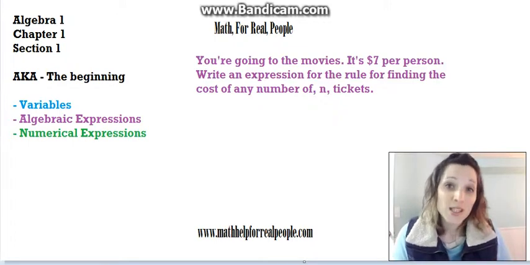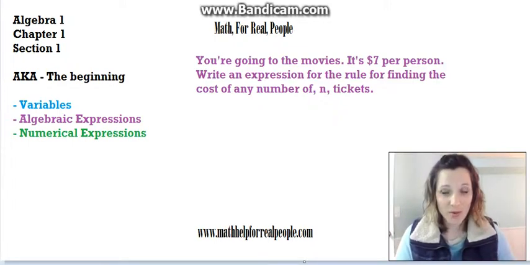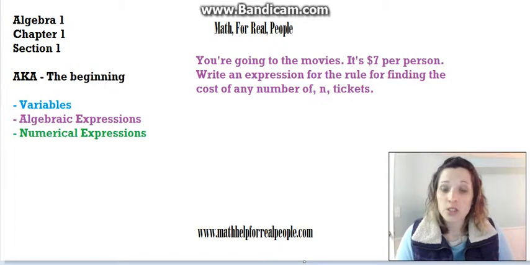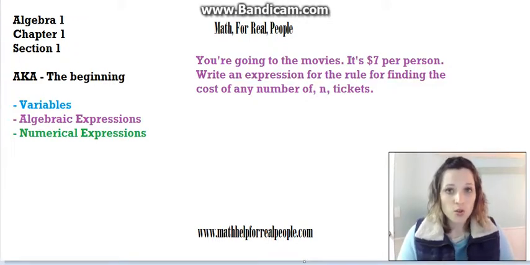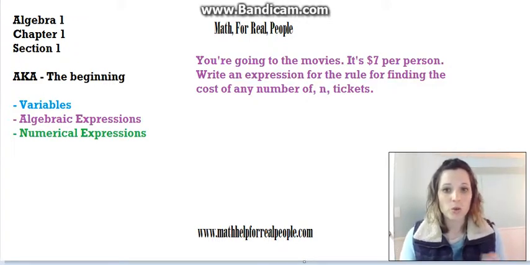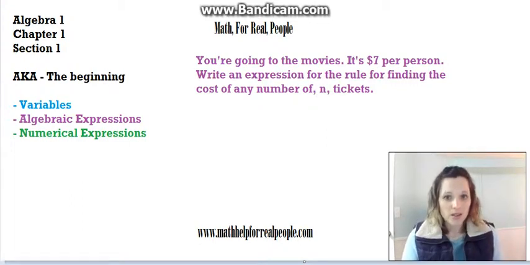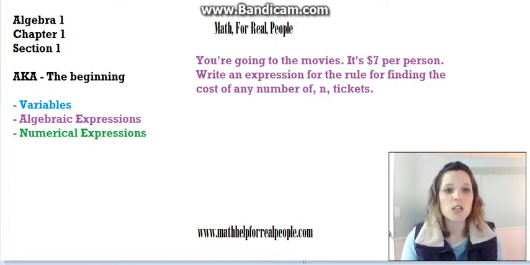And of course, no lesson would be complete without one little story problem. So let's just look at how to write an expression, an algebraic expression for the story problem. So you're going to the movies. It's $7 per person. Write an expression for the rule for finding the cost of any number of n tickets. So what's the rule? Well, 1 ticket is $7, 2 tickets would be 14, 3 tickets would be 21. So every time you buy a ticket, that's $7 more, right? So what's the best way to write that out?